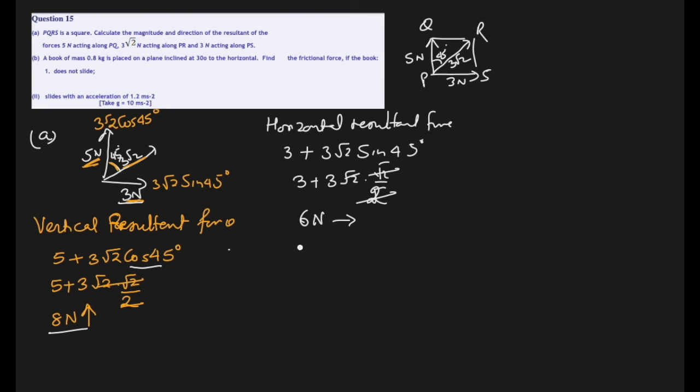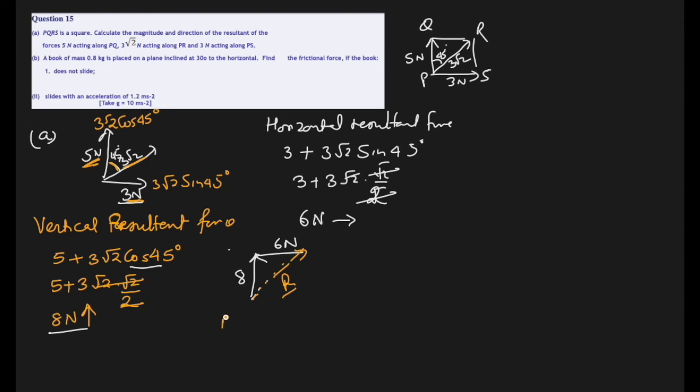Once we know the resultants, we can just draw them. 8 Newton upwards. From the head of 8 Newton, 6 Newton to the right side, and this is going to be the overall resultant. This one. This is the overall resultant. What are they saying? Calculate the magnitude and direction of the resultant of 5 Newtons. So this is the one.